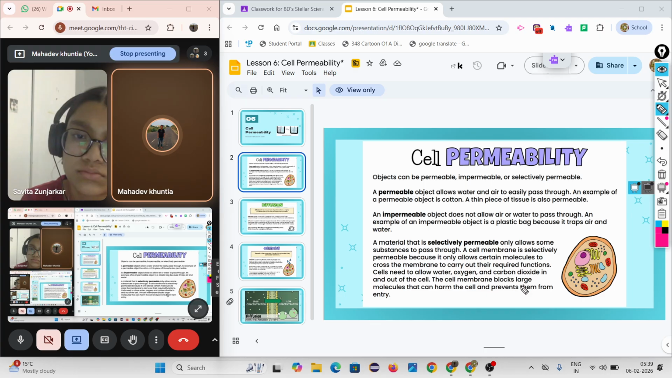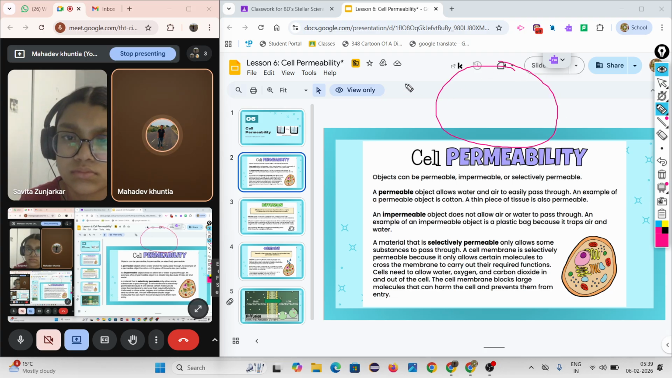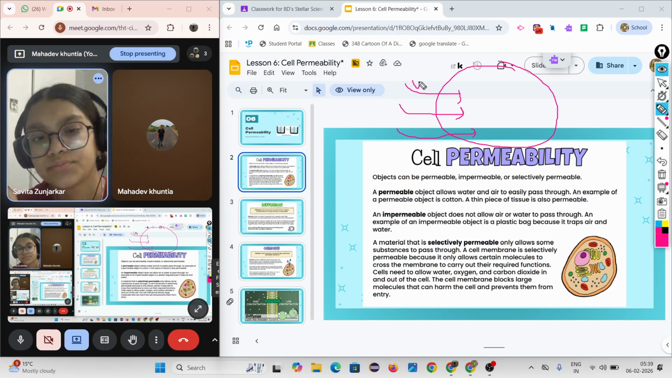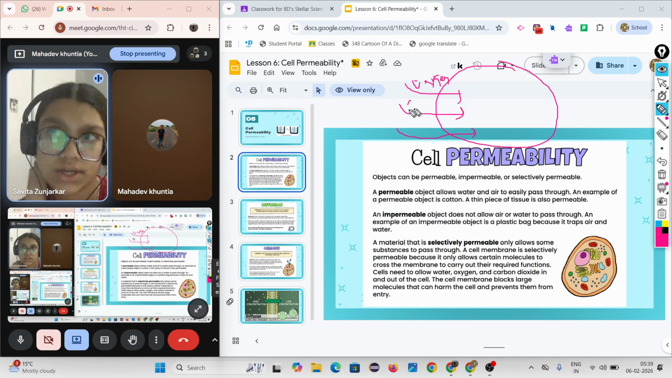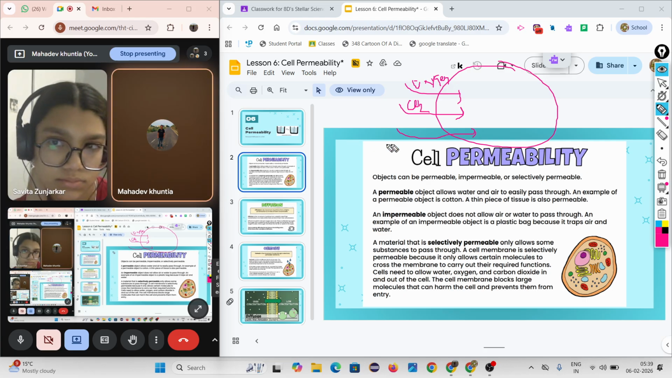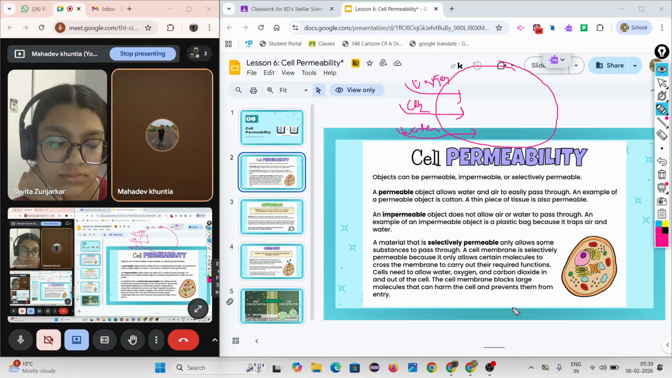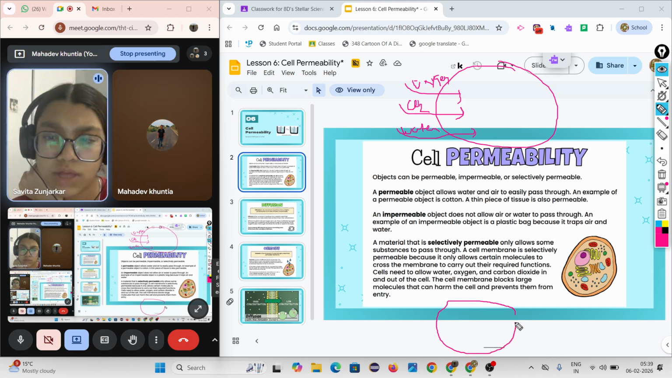Look, the cell membrane blocks large molecules that can harm the cell and prevents them from entering. Tell me the substances that can pass through the cell membrane. Oxygen, then carbon dioxide, then blood, water. But now tell me, can blood also do that?